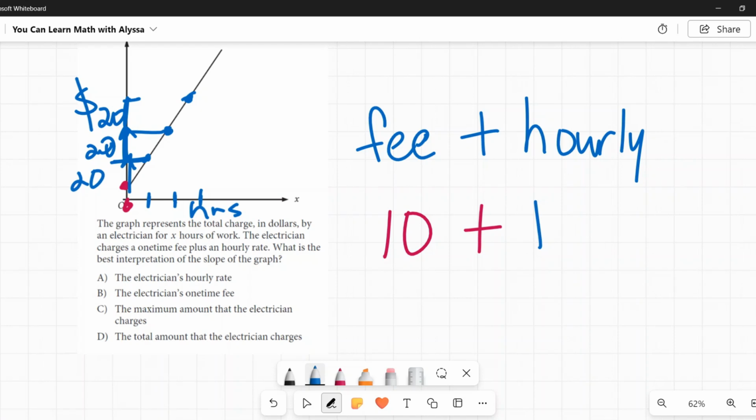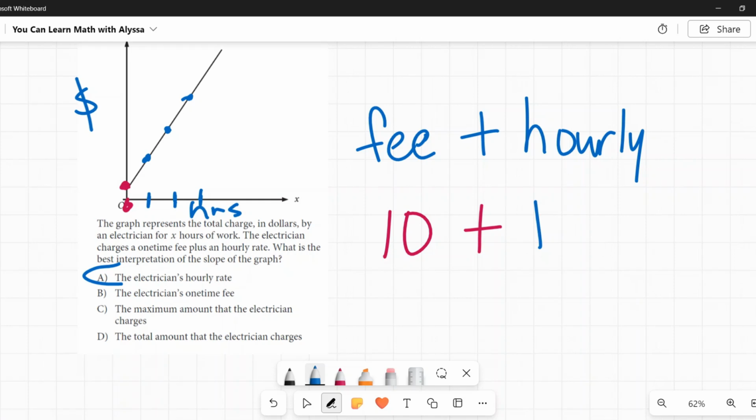So what is that? Let's look at our options down here. Is this the electrician's hourly rate? Is it their one-time fee? Is it the maximum amount that the electrician charges? Is it the total amount that the electrician charges? Now, based on what we just said, hopefully you're zooming in here and saying, I think it's the hourly rate. And that is the correct answer, because as his hours go up, his amount charged goes up, and it goes up at the same pace. So that is his hourly rate going up. It's increasing steadily, linearly. Okay, so A is our answer.